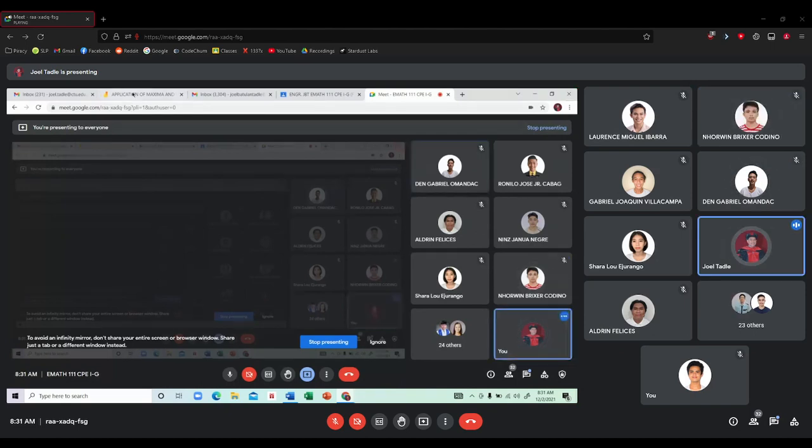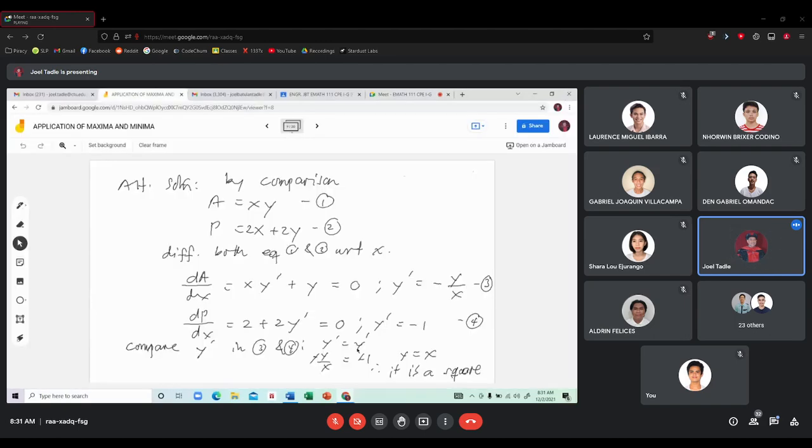So let us continue. Here we see that comparing the y prime of number 3 and number 4, y prime equals y prime. Y over x is equal to 1. Cross multiplying, y is equal to x. If y is equal to x, meaning the length is equal to the width. Therefore, the shape of the rectangular field is a square. They have the same sides.